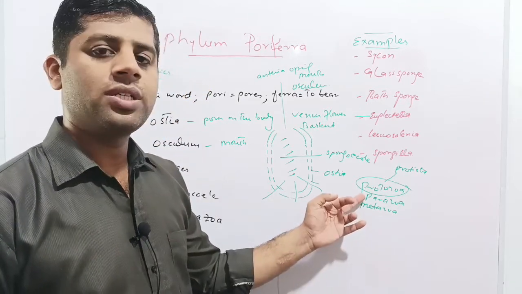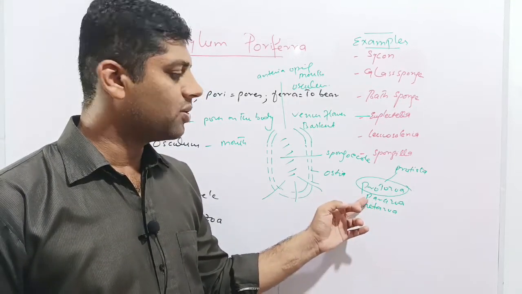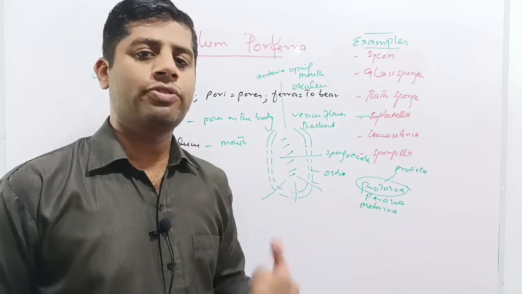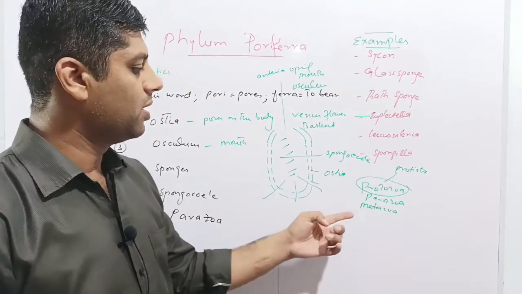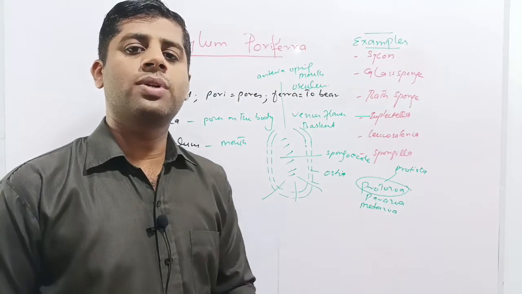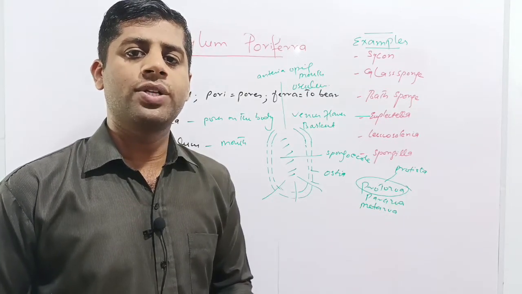Then the parazoa are simple multicellular animals comprising only one phylum, the phylum Porifera. So these are parazoans, simple multicellular animals. And then there is metazoa, the true animals. The true multicellular animals are called metazoans.